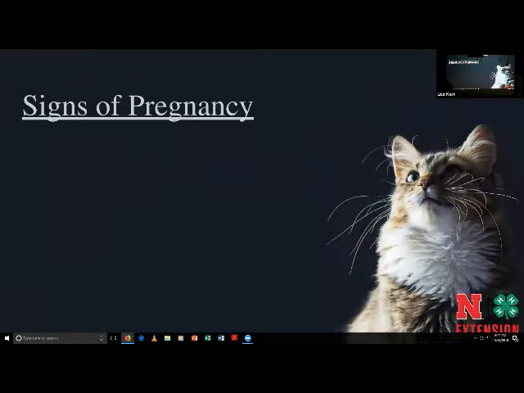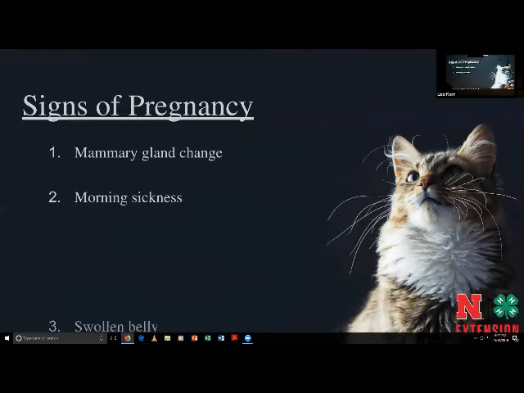So there are some signs of pregnancy. An early sign is a change in their mammary glands. Do you know what a mammary gland is? It's where the kitten will feed. Wicket's a male, right? But have you ever seen a female cat? Those get really enlarged with milk, and it helps them prepare to feed all the kittens that they're about to have.